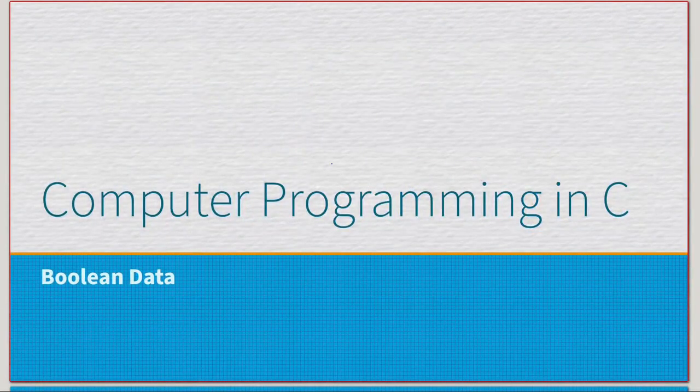Okay, so real quick, I want to do kind of a precursor video to branch programming. This is going to be discussing what is known as Boolean data, and it's going to be critical understanding how it works before we get to actual branches, specifically conditional branches. Let's go ahead and take a look real quick. Okay, so Boolean data.